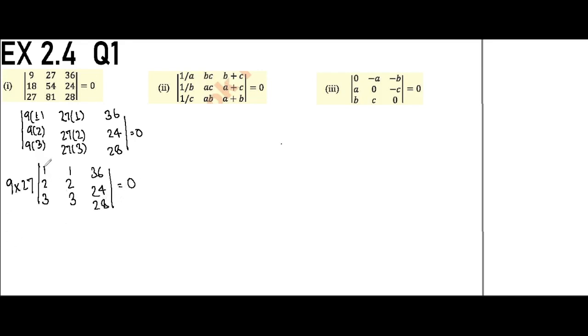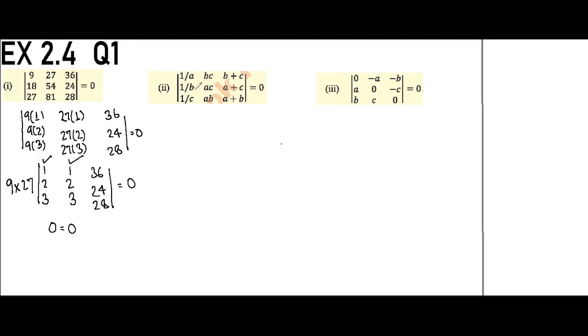Now, as you can see that two columns are the same, 1, 2, and 3, 1, 2, and 3, they are repeating. So whenever two rows or two columns in a determinant are equal, then we know that its determinant will be equal to 0. So we are going to use this property to prove it equal to the right hand side. The right hand side is 0. The left hand side will become 0 because of these two same columns, and therefore we have proved this first question.